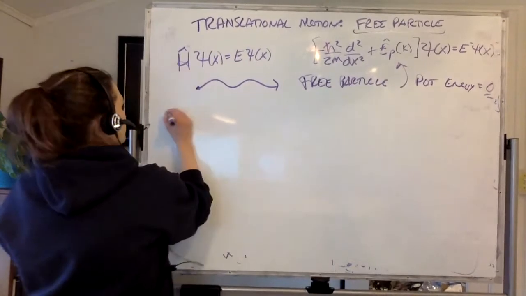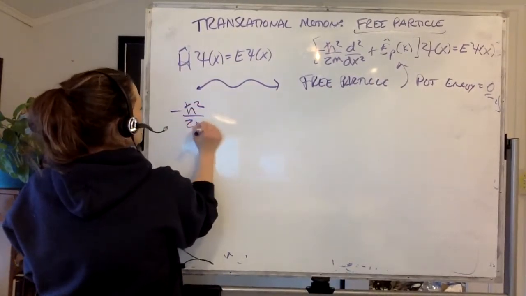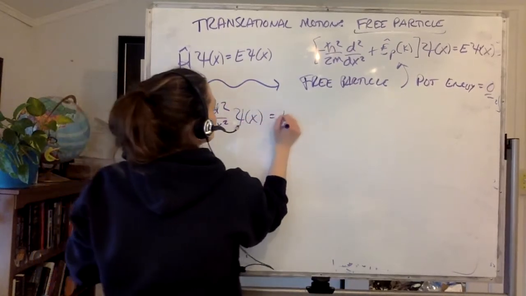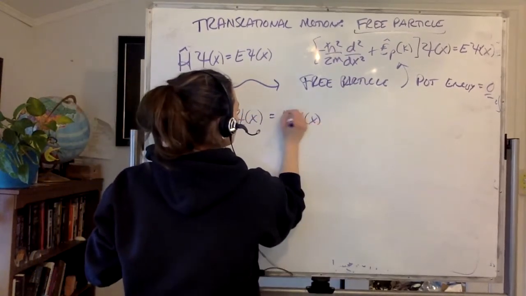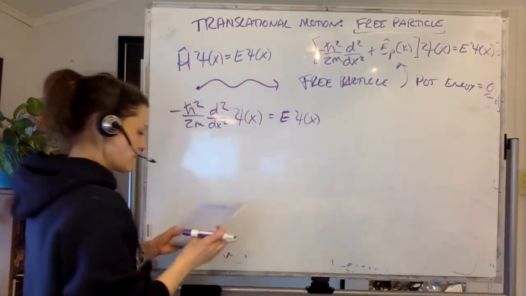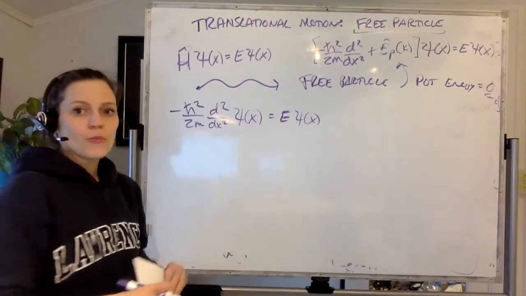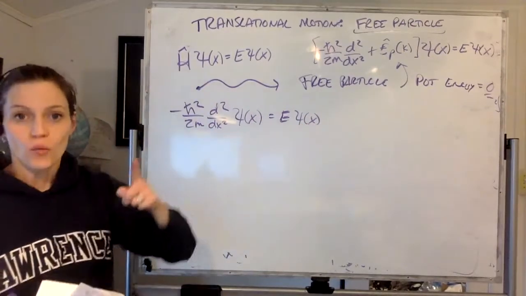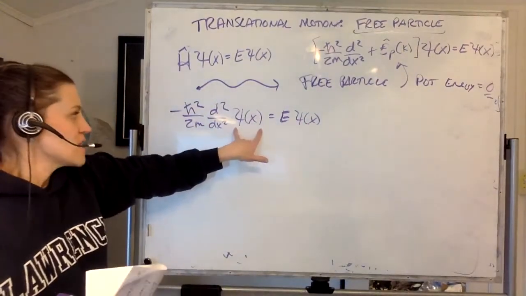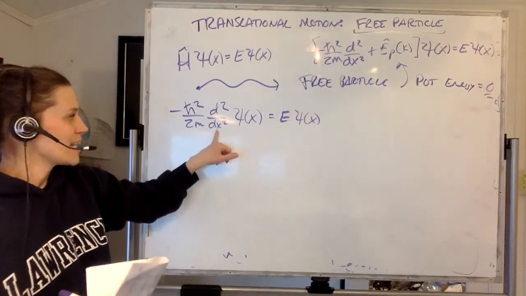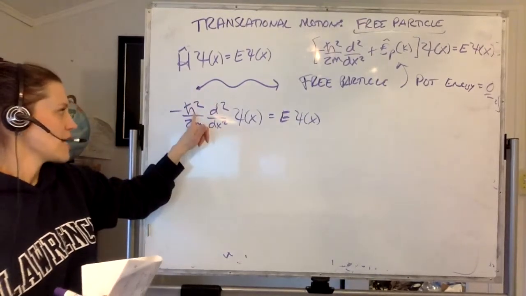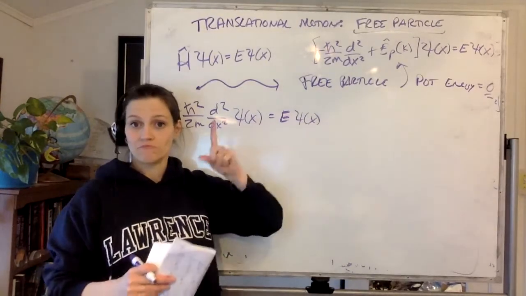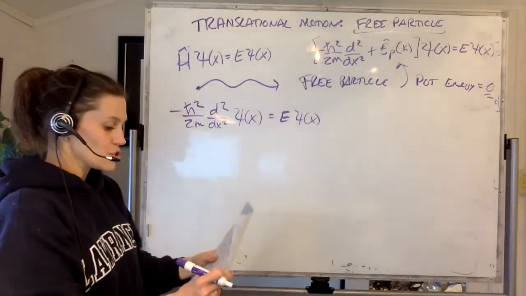And so we now have minus h bar squared over 2m times the second derivative with respect to x of psi of x is equal to E times psi of x. So the question now becomes, what wave function makes this statement true? What wave function is such that if I were to take its second derivative and multiply it by h bar squared over 2m, I get that original function back again? Okay, so what makes this true?